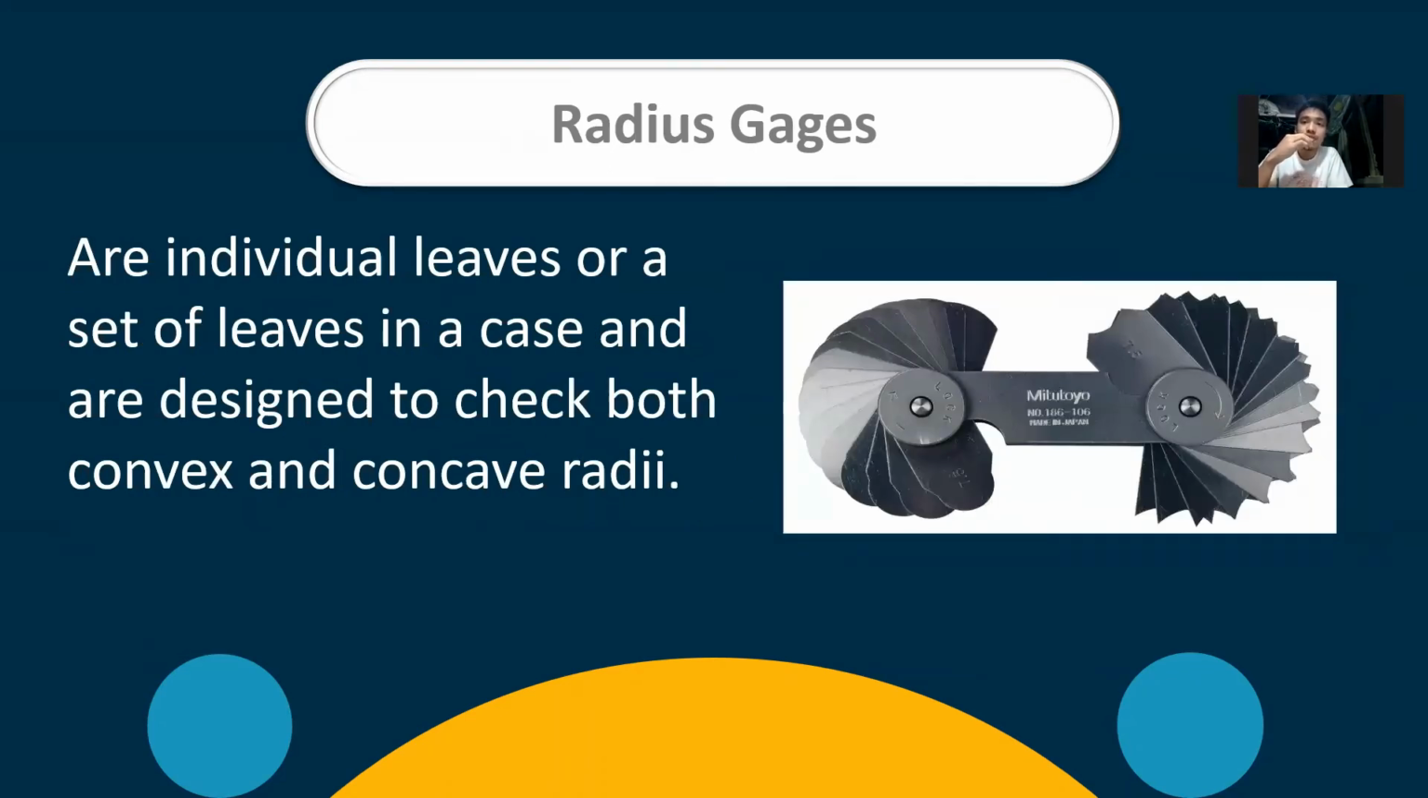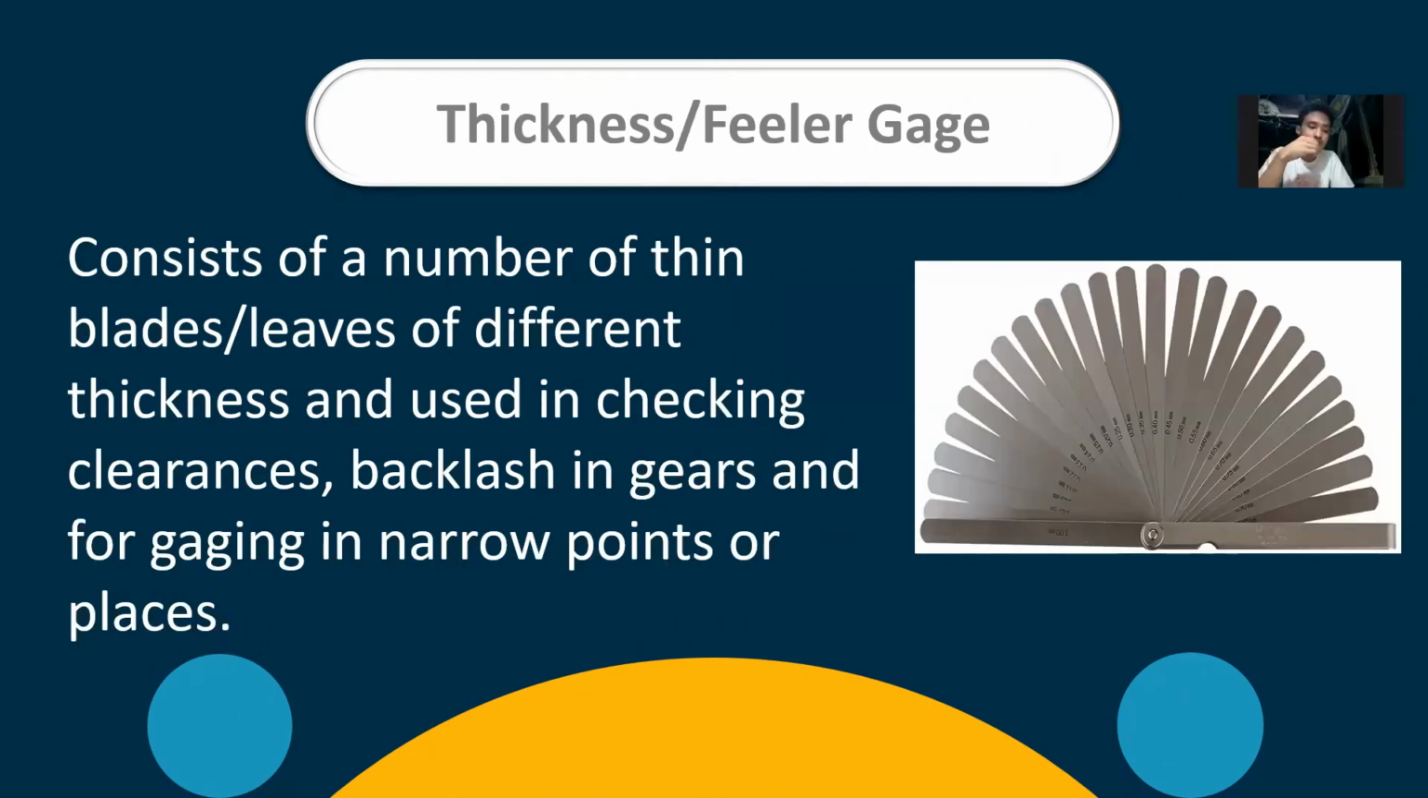Radius gauges are individual leaves or a set of leaves in a case and are designed to check both convex and concave radii. So ito naman, ginagamit naman to sa pag-transfer ng measurement ng mga curved surface or anything that is circular in shape. So yung makikita sa picture, meron tayong tinatawag na convex and concave radii. So yung sa left, convex radii yung parang ginigauge niya. While on the right, concave radii naman.